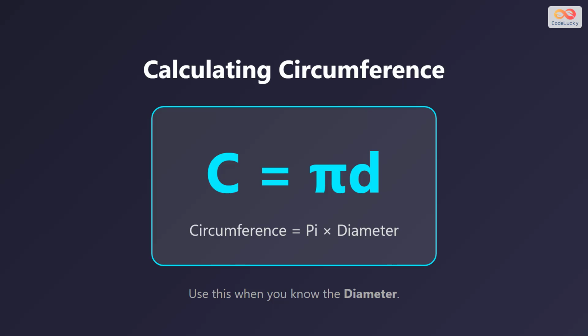Because pi relates the diameter to the circumference, our first formula is very straightforward. Circumference equals pi multiplied by the diameter. You use this version when the problem gives you the measurement of the diameter.